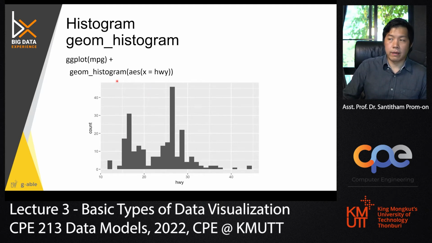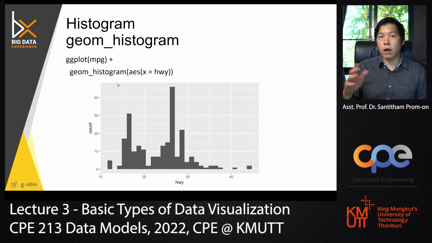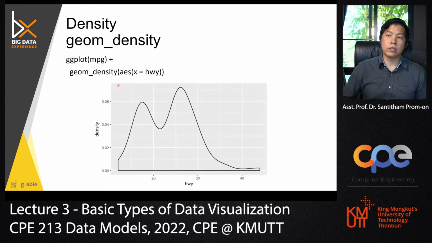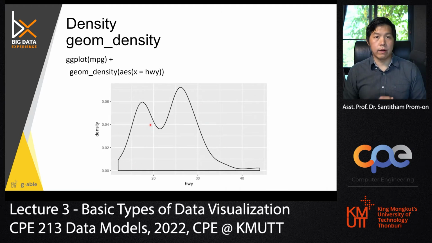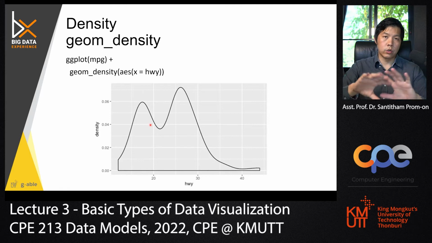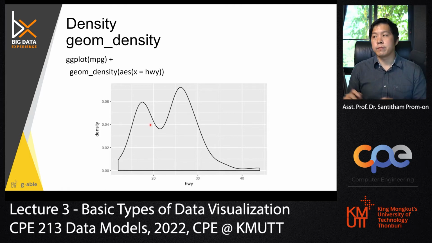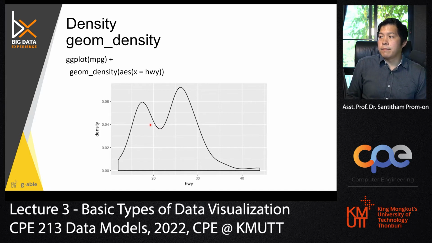Just use Geom histogram. But if you want it to be normalized to 1, so that the area under the curve should be 1, then there is a function called Geom density, which will plot the density function for you. It looks like a histogram, but more of the contour part, or I would say the envelope part of the histogram. Okay. It's Geom density.